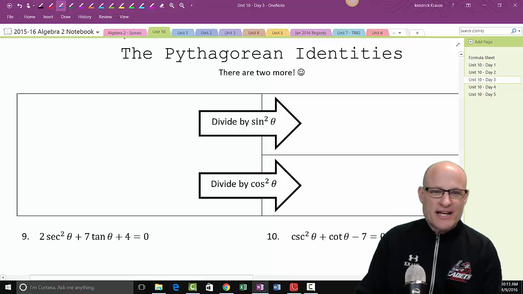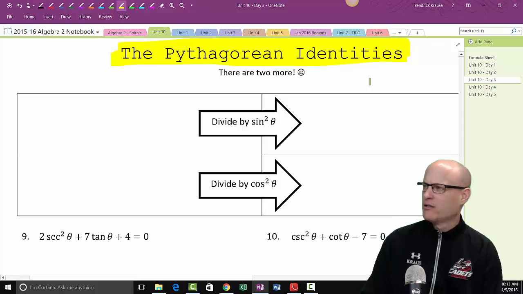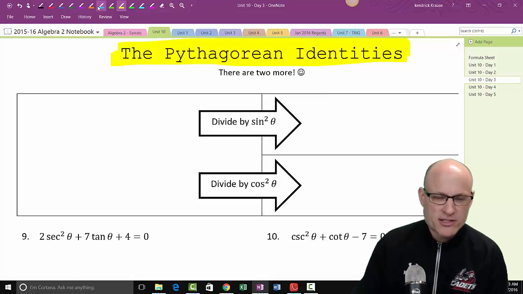Anyway, let's get back. Let's talk about this. We've already done these Pythagorean identities. I just want to remind you, because it's been a couple of weeks since you've seen them, and the first time you saw them, your head was like, what you talking about, Krause? But anyway, let's get talking.